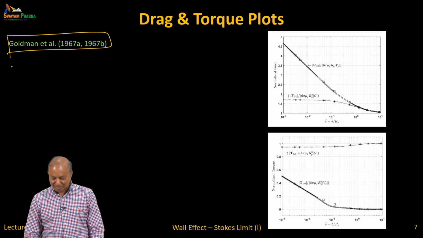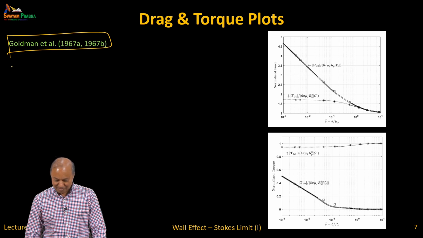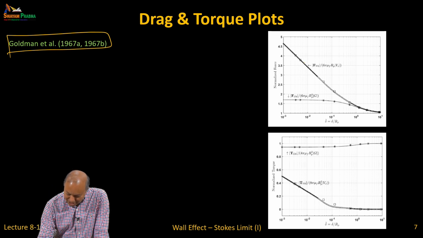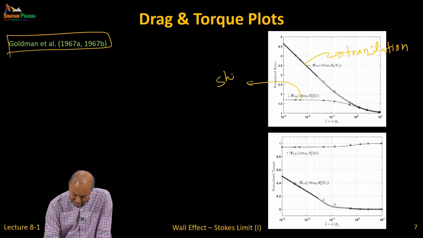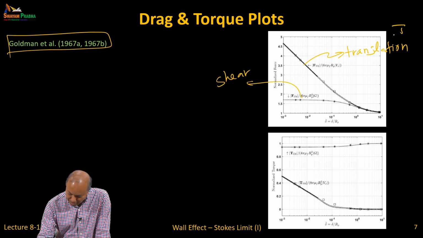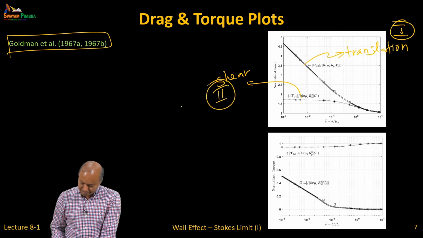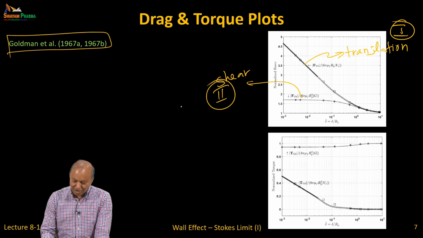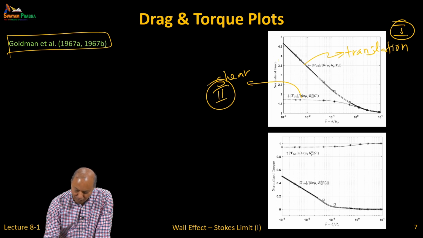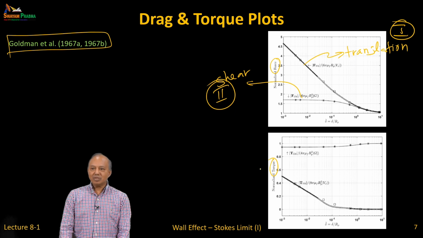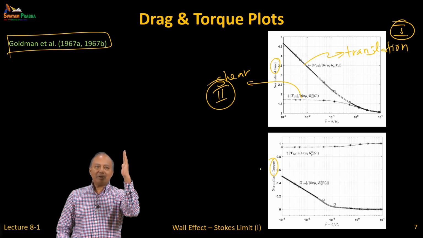since it's low Reynolds number, they solved it. So this is the translation problem. And this is the shear problem. So this is problem 1. This is the answer for problem 2. And what is plotted here is force on the particle and the torque on the particle. So translation, again, let's remind ourselves what it is.